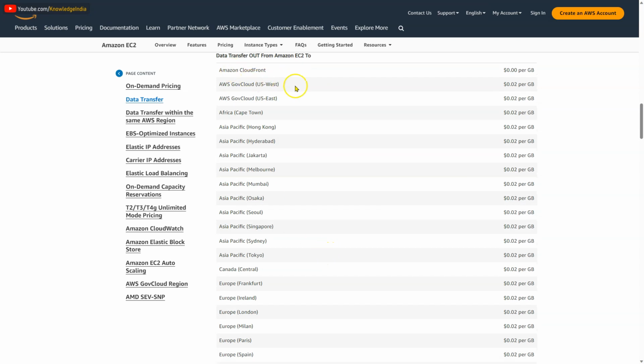But if the traffic is flowing from your EC2 instance to some other region, let's say you have your first EC2 instance in the Ohio region, and you have another instance in the Singapore region, for example. The traffic flow, because it is happening from your Ohio instance, there is a data transfer out charge on your EC2 instance. So that's something to know.